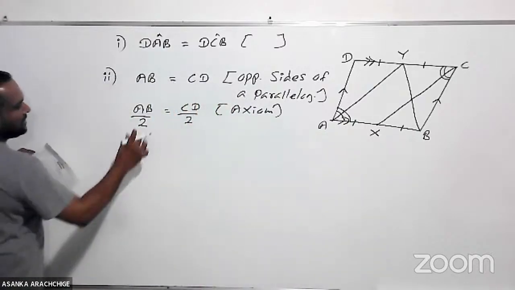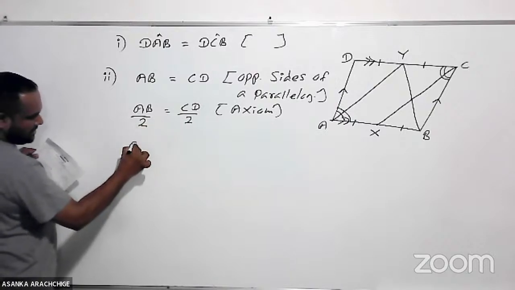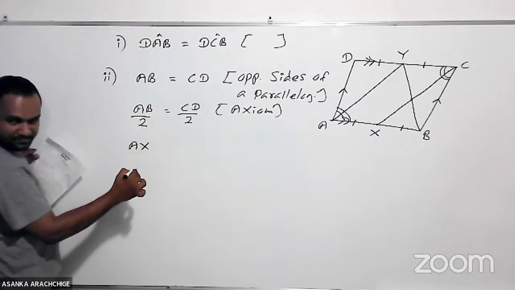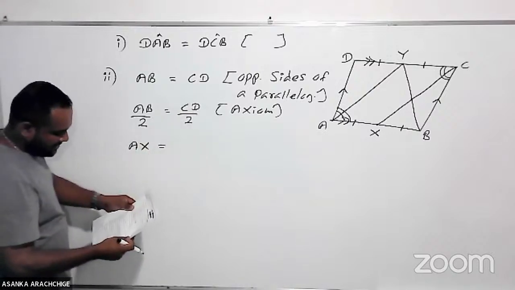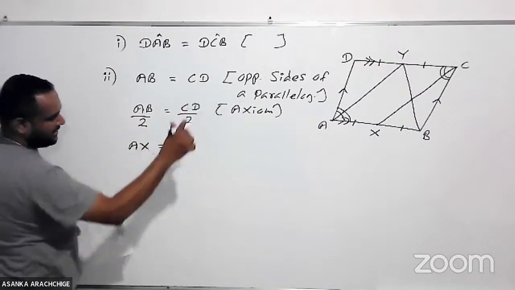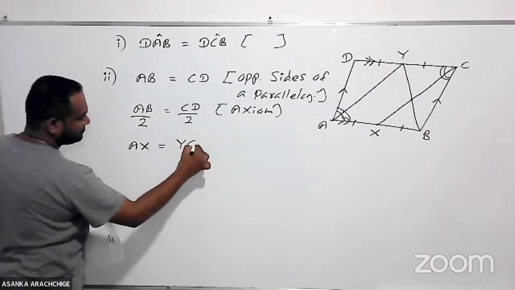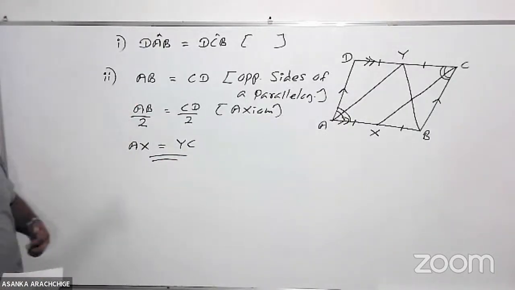Then you can write therefore half of AB, AX, is equal to half of CD. We have to show that AX is equal to YC. Then take YC. Understood? That is how we can show it.